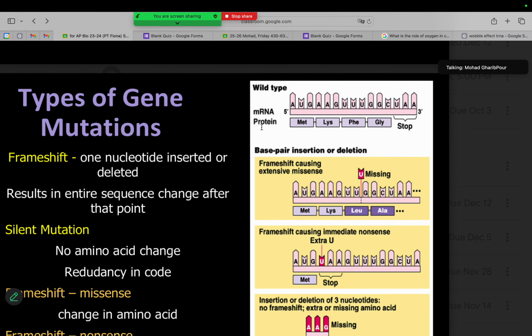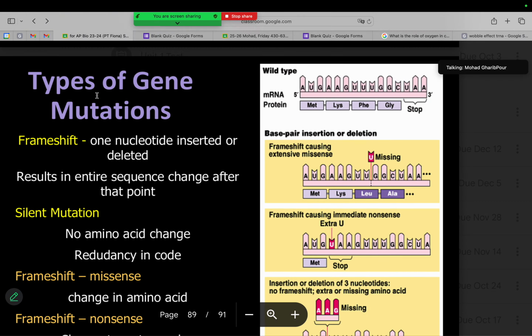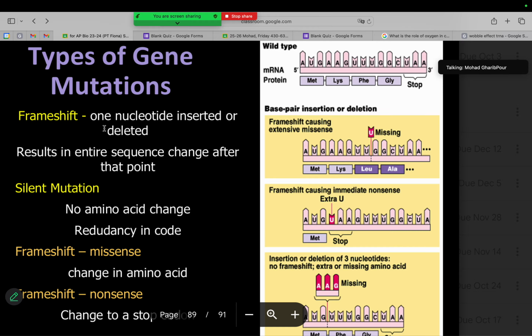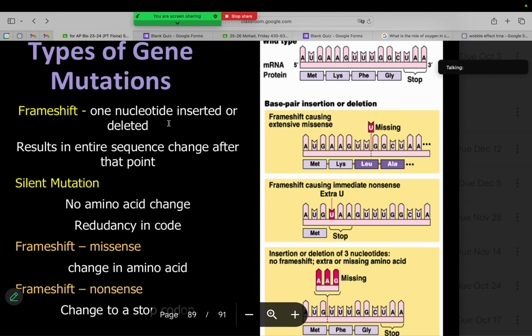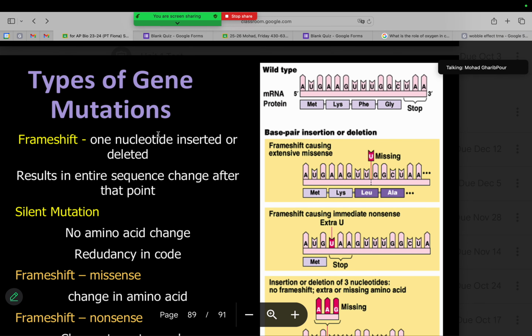So that's one example. Let's look at the different types of gene mutations. We have something called a frame shift. One nucleotide is inserted or deleted. The moment you insert or delete a nucleotide, as you can imagine, you are shifting the sequence of codons after that insertion or deletion. So for example, here we've removed a U.